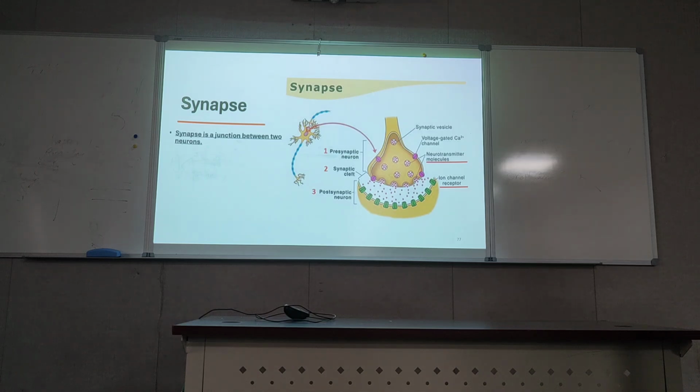Now, this neuron wants to send its action potential into the next one. Are they connected? No. There is a gap. How will this send the message to the next one? By synapse. Slide.